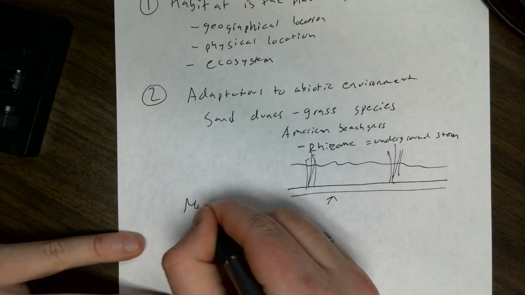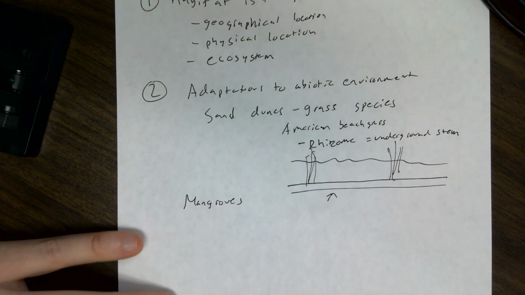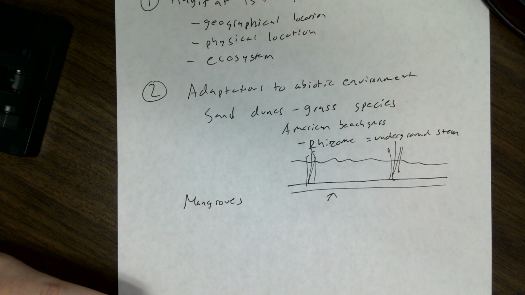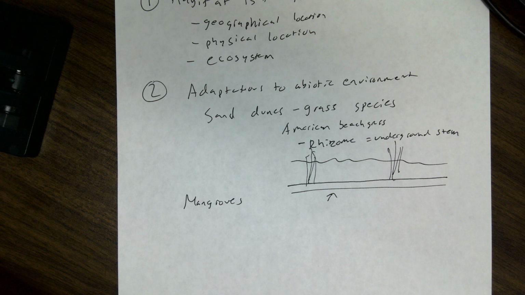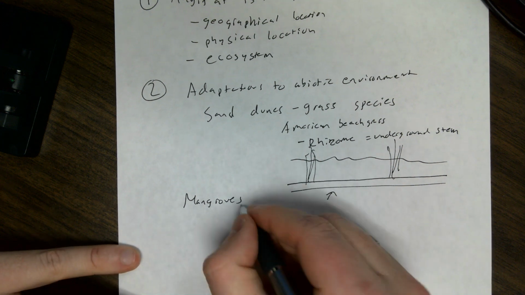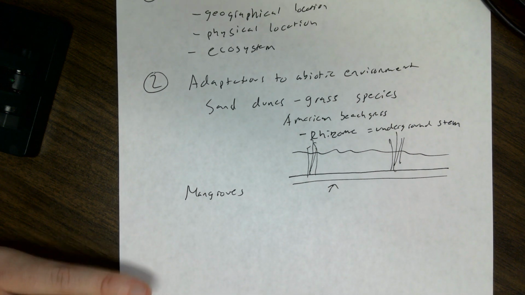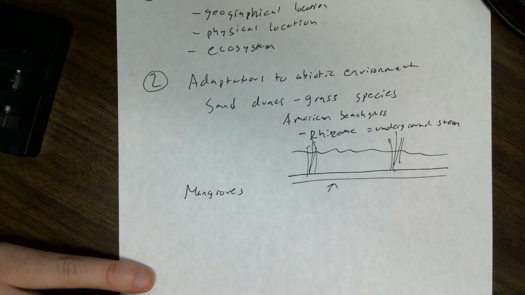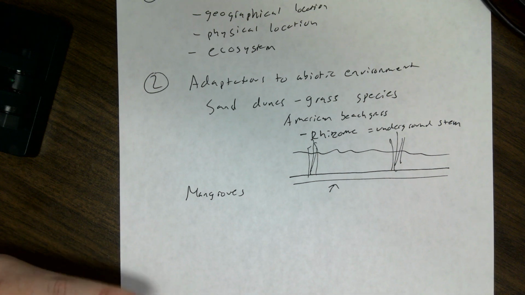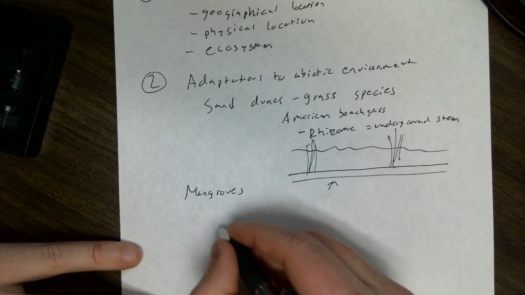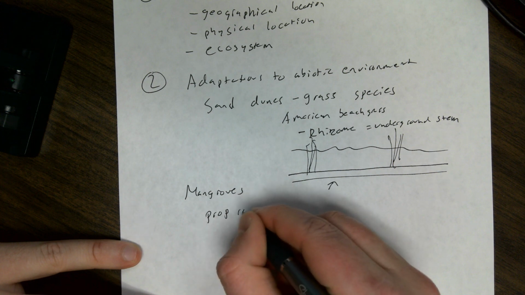The other one you need to know is mangroves. Let me read it. It's mangrove swamps. I guess it's technically mangrove swamps. Well, mangrove swamps are groups of mangroves. There are 80 different species of mangrove trees in the world, and these different trees have special adaptations. The main one they have is their prop roots.